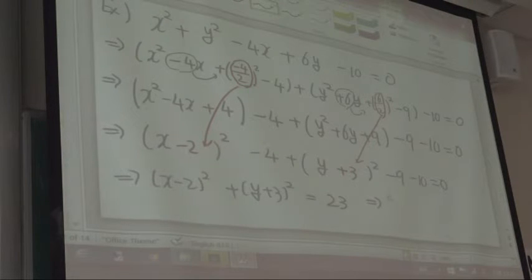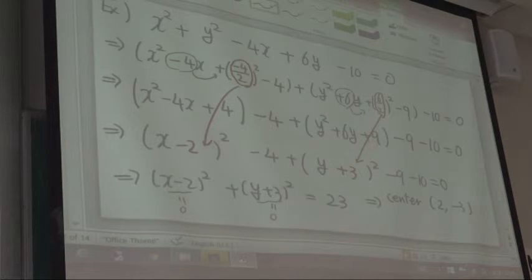So that means the center is, what is the center here? Set it equal to 0. What is the x value when this is equal to 0? Set this equal to 0 and this equal to 0. What is the x value? Positive 2 and negative 3. Yeah, plus 2 and negative 3. So 2 comma negative 3 is the center.